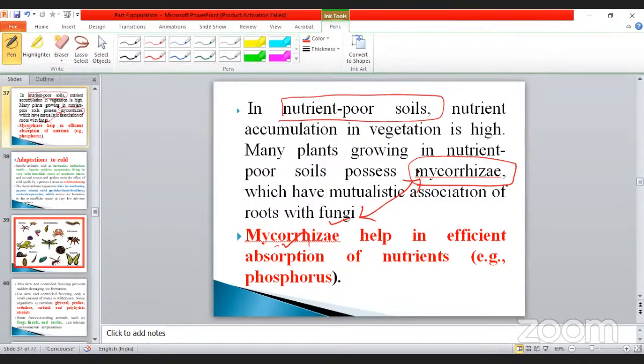So what will be the main role of the mycorrhiza? Mycorrhiza helps in the efficient absorption of nutrients, particularly phosphorus, for example. Okay, my dear, these are the important points about fungi as well as oligosaccharides. Okay, my dear, see this one.